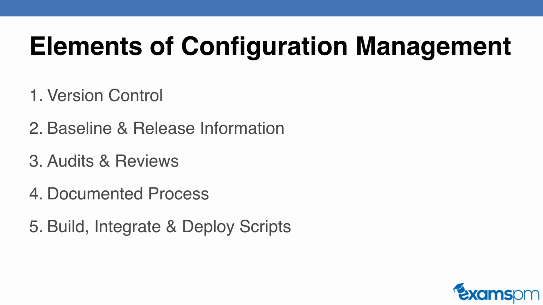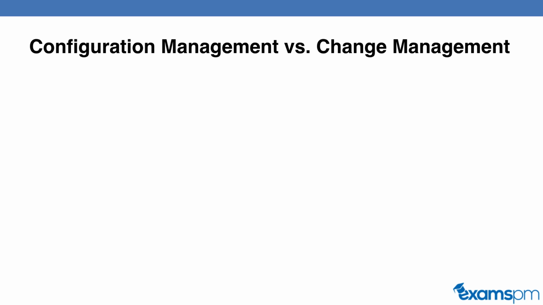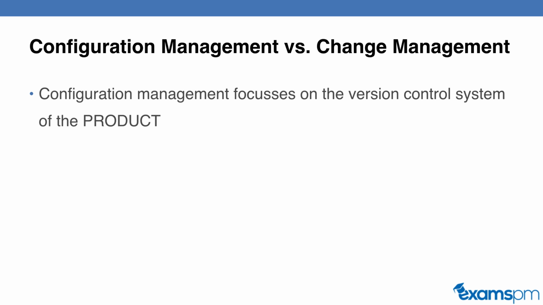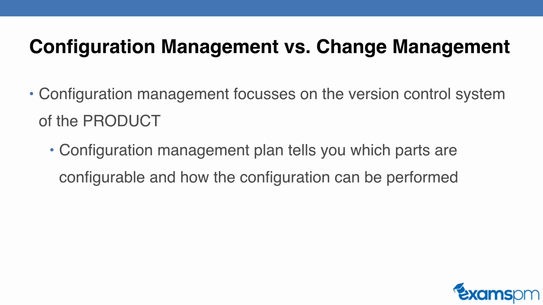Now let's talk about what is the difference between configuration management and change management. As we have already seen, configuration management focuses on the version control system of the product. In other words, the configuration management plan will tell you which parts are configurable so you can take out and replace with a new part, and it will also tell you how that configuration can be performed.